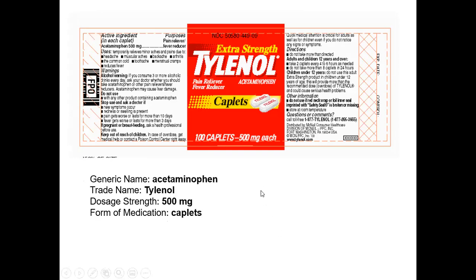Okay, so you should have gotten acetaminophen for the generic name, Tylenol for the trade name, dosage strength of 500 milligrams, and the form of medication was tablets.